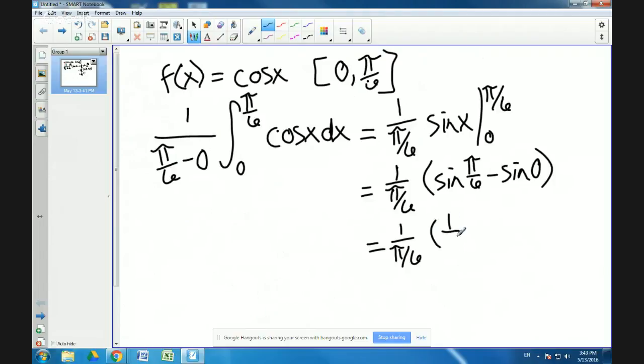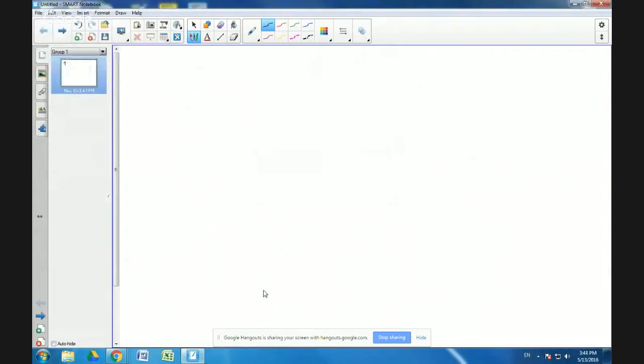So really, you just multiply by 1/2, and your final answer is, we flip that, 6 over pi times 1/2. If you multiply 6 times 1 equals 6, pi times 2 is 2 pi. If you simplify that, you get 3 over pi. So the average value of cosine x from 0 to pi over 6 is 3 over pi. Okay, so let's do a little more complex example.